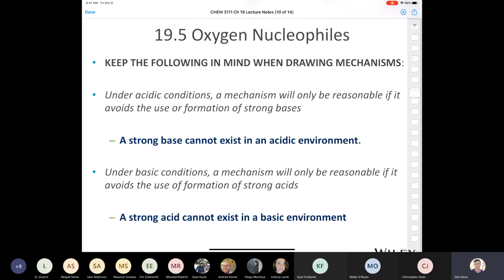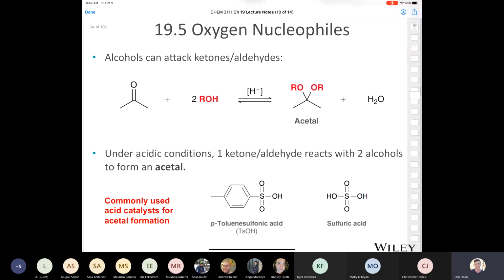If you're in acidic conditions, you're never going to form a strong base in acidic conditions. A strong base is not going to be able to survive in an acidic environment. The opposite is also true. If you're doing a reaction mechanism and you're drawing it in basic conditions, you're not going to produce any strong acids. Again, it's not something I see my students doing a lot of, but it might be something you want to be cognizant of when you're trying to draw the mechanisms that we look at in this class, which involve a lot of proton transfers and nucleophilic attacks. Okay, let's get back to it.